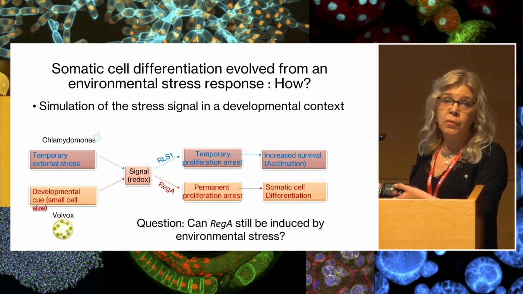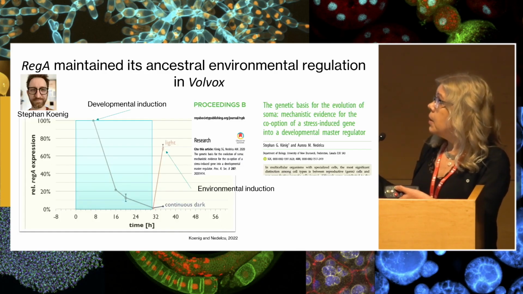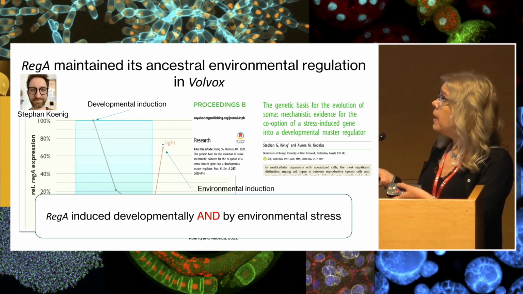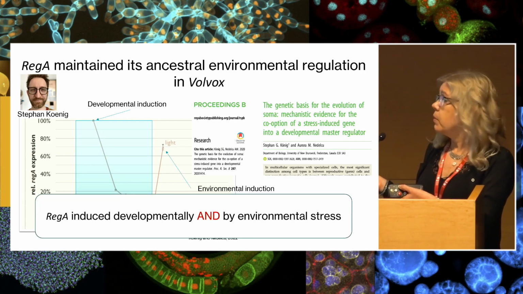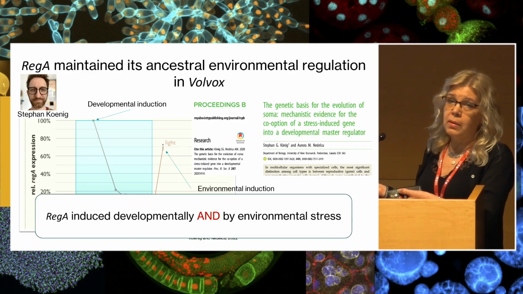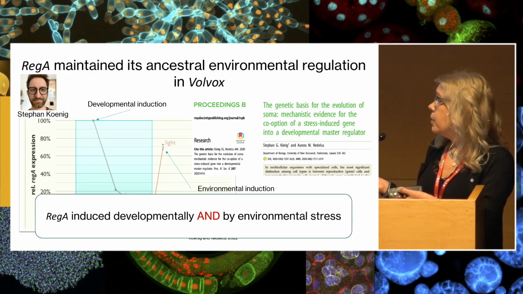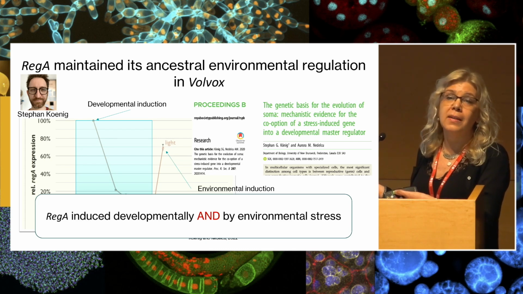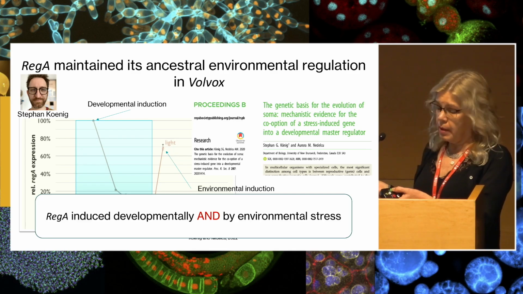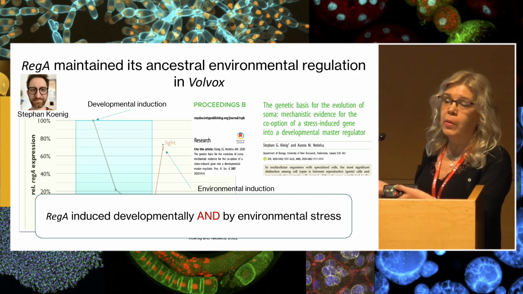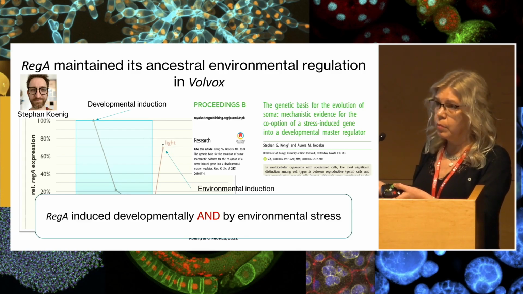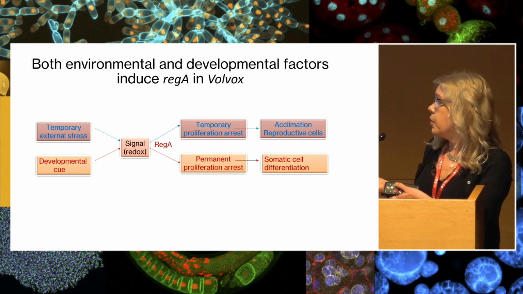We also wanted to see if the reggae can still be induced environmentally, and indeed we can induce reggae both developmentally and environmentally. So reggae maintains its ancestral regulation, so it can be induced both developmentally and environmentally, and this is important. And I also would like to say, I'm hoping that at some point other people will find such genes in animals, in early diverged animals, and if so, I expect that they evolved from environmentally induced genes in single-cell ancestors.